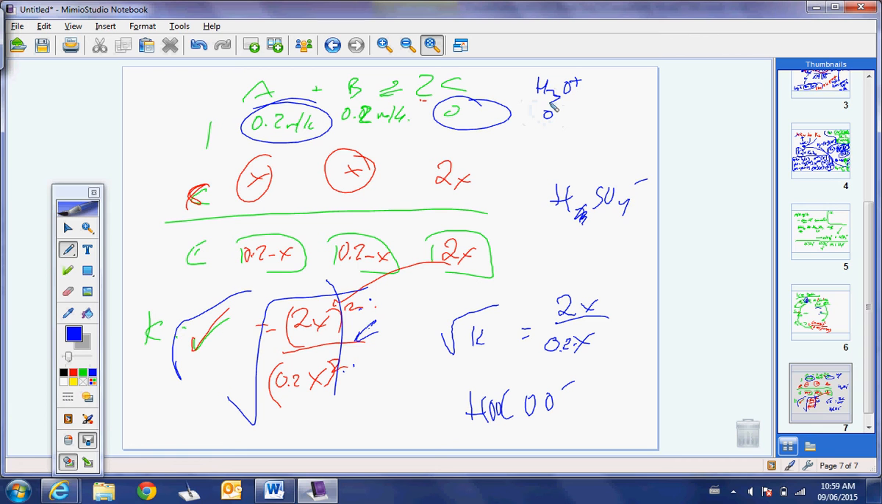And indicators are about those colors, picking an indicator range. I think we're pretty good with indicators. But I think you could probably do with some work on the buffers, just another look at it.